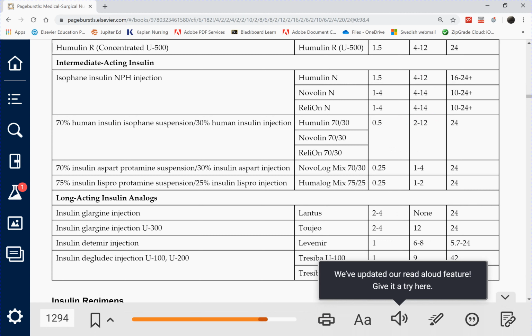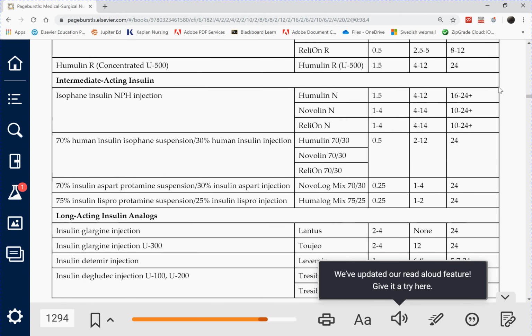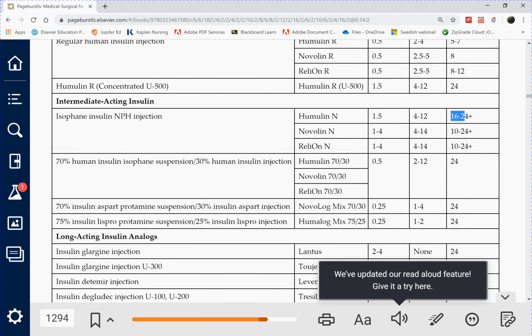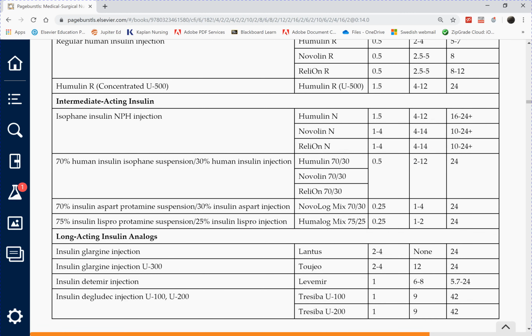Okay, the use of intermediates is to give you a more steady insulin coverage because it lasts longer. Look, it has about 16 to 24 hours of duration. So usually how these are used is either the doctor tells them to take it at 9 a.m. and 9 p.m., or 10 a.m. and 10 p.m. Okay.